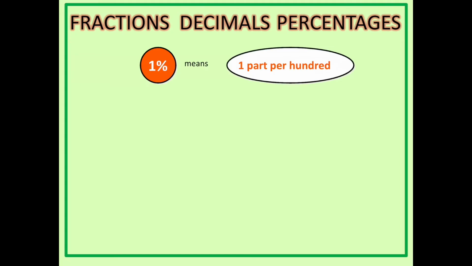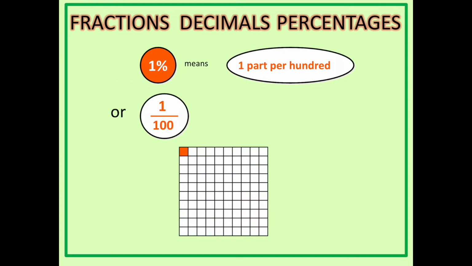1% means 1 part out of a total 100. You can write this as 1 out of 100 or 1 over 100. You can draw it as one square coloured in this total 100 grid. You can also write it as 0.01 because the 1 is in the hundredths column.